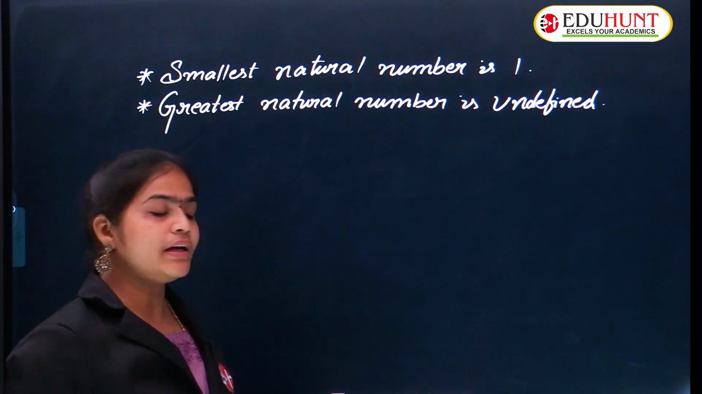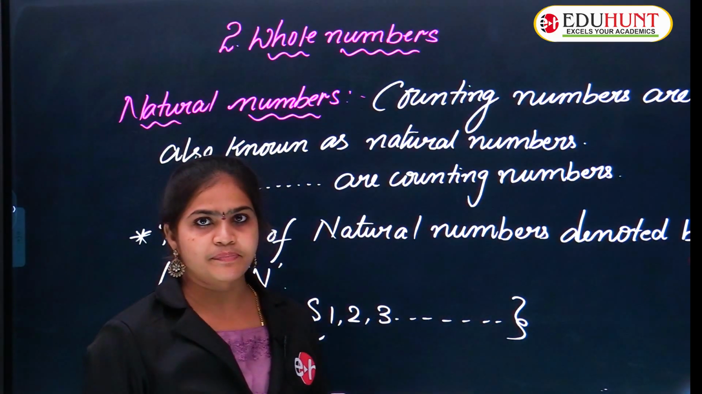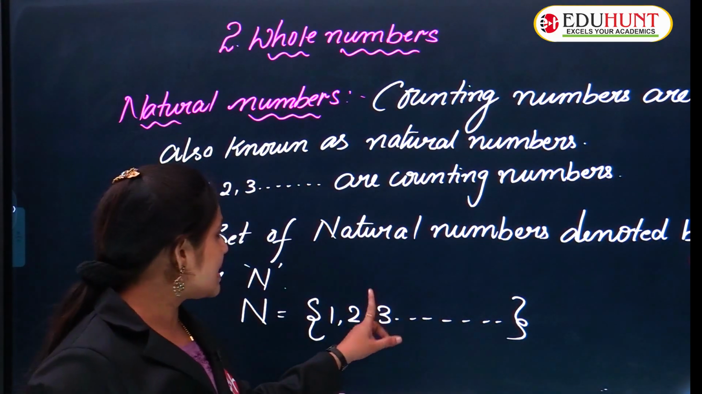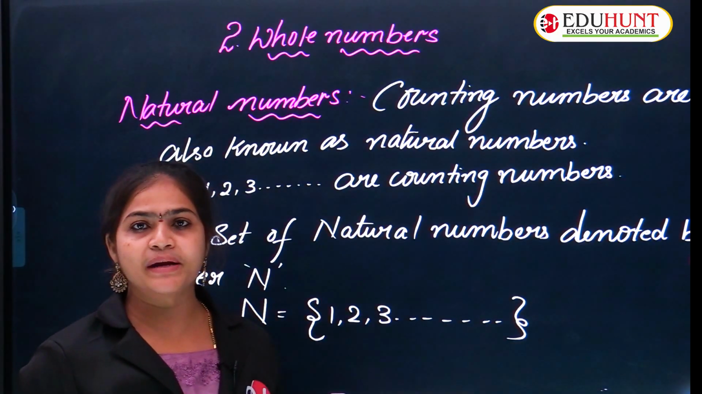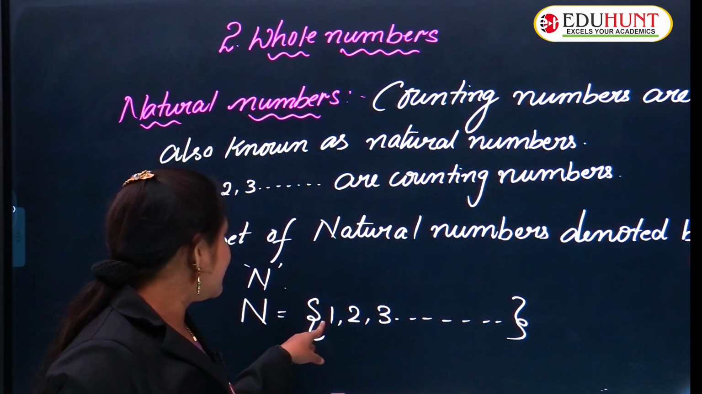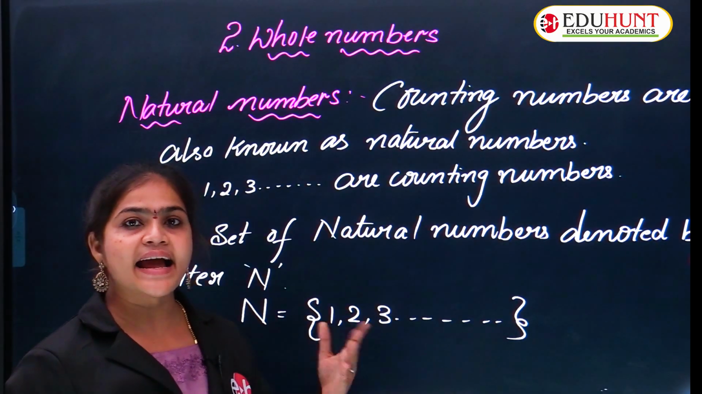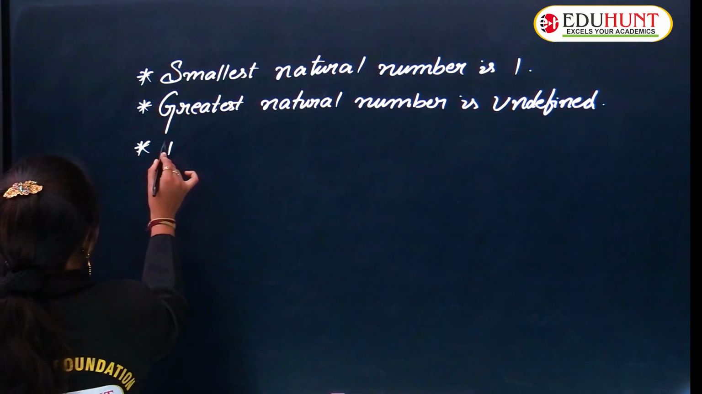Now in natural numbers, every number has a successor. In the same way, some numbers have a predecessor, but one number does not have a predecessor. Which number? In natural numbers, 1 does not have a predecessor.